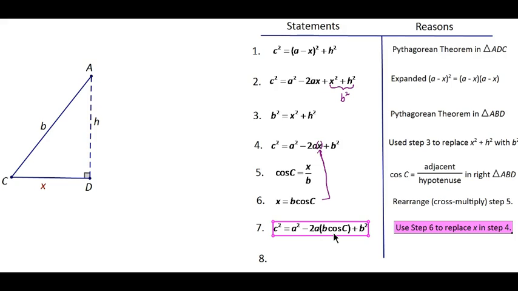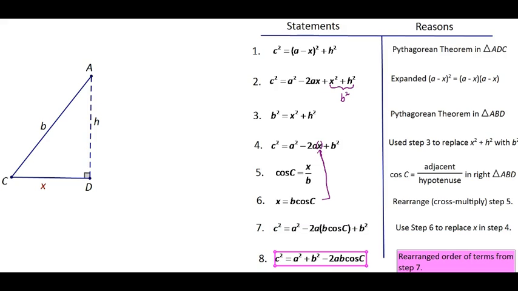All we need to do is reorder the terms a little bit. A squared plus B squared minus 2AB cosine C. Remember, in this term right here, everything is multiplication, so these two brackets here are not necessary. That completes the proof of the cosine law.